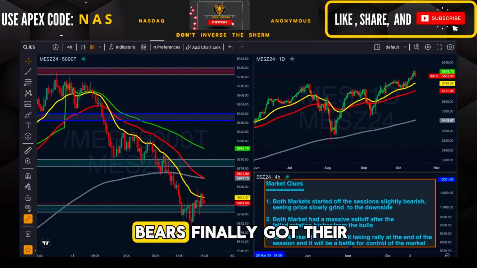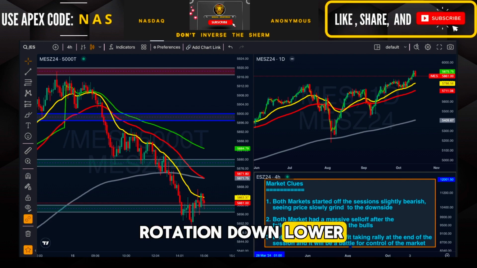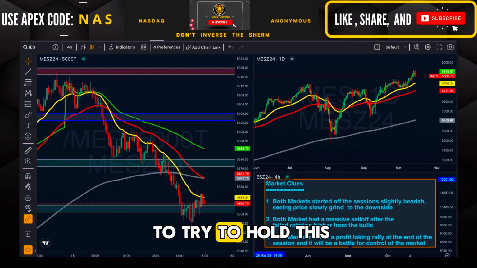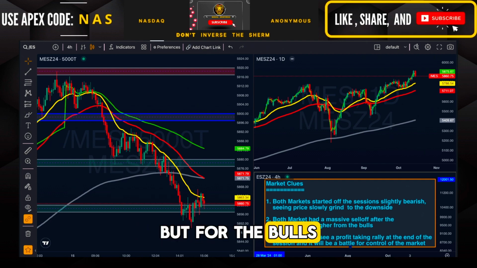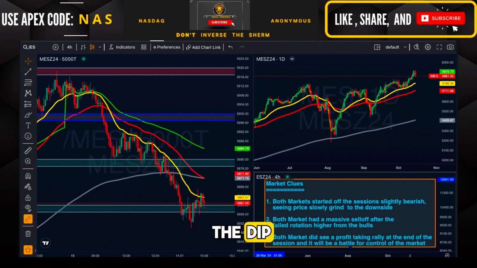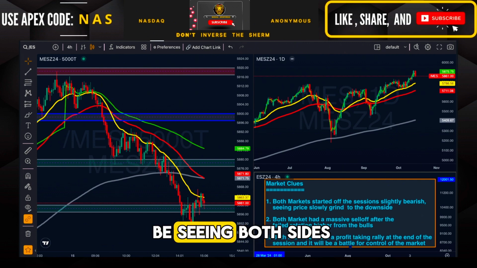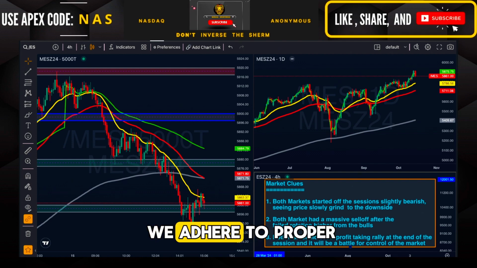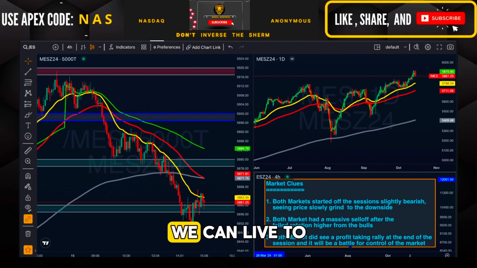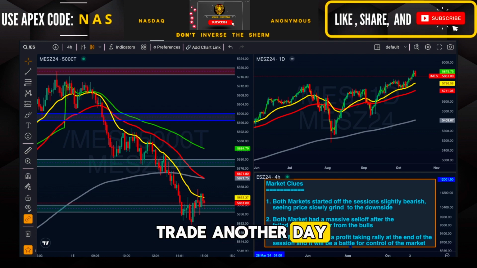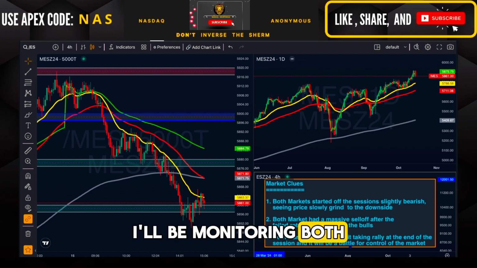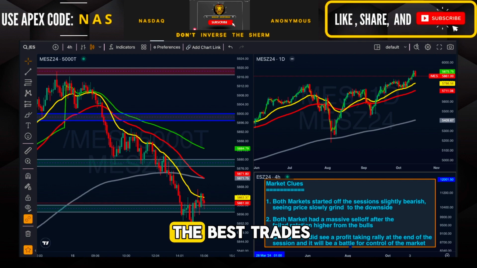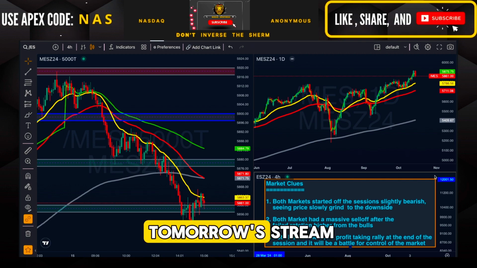Now, it's obvious that the bears finally got their rotation lower, and they are going to try to hold this. But for the bulls, this is a really deep pullback and a great opportunity to buy the dip. So we will definitely be seeing both sides fight for control of this market. But as long as we adhere to proper risk management, we can live to trade another day. I'll be monitoring both markets overnight to identify the best trades as we go into tomorrow's stream.